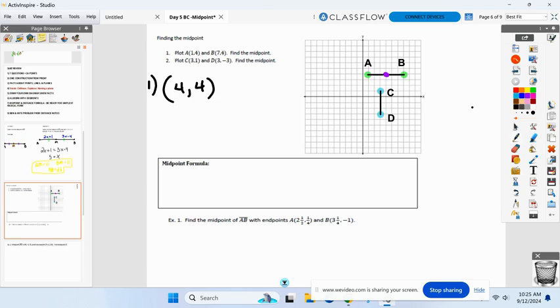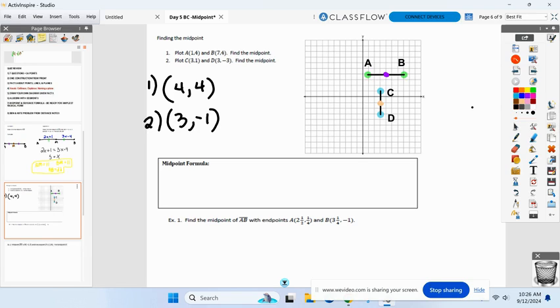All right, let's do it one more time. Now CD, a horizontal or a vertical line segment. That is 1, 2, 3, 4 units long. So I'll go 2 away from either C or D. There's my midpoint. And what is that coordinate there? 3, -1. All right. So are we understanding what a midpoint is? Where it's located, what it does.